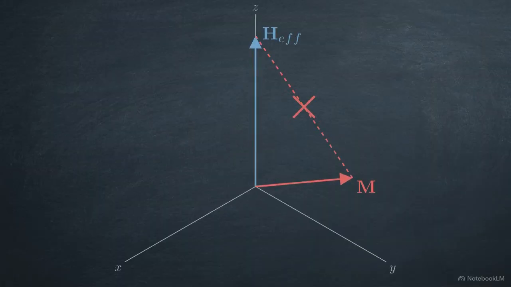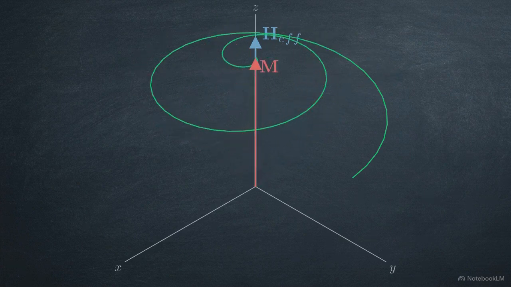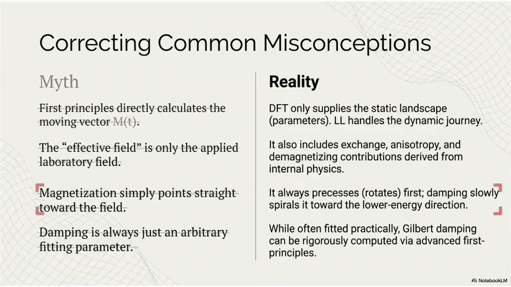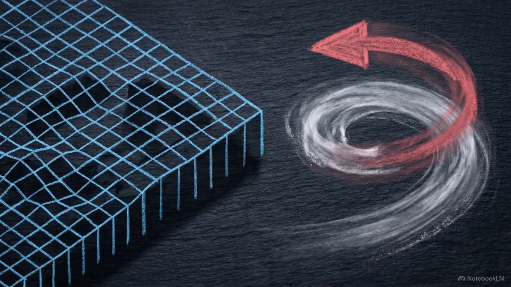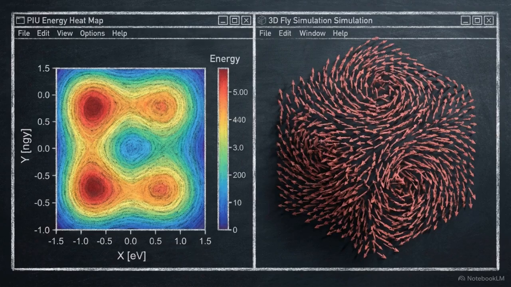It is often intuitively assumed that a magnetic vector simply snaps straight to align with an applied field, but physics proves otherwise. Magnetization must always precess first. It relies entirely on damping to spiral into a lower energy orientation. While first principles DFT provides the static map of the material, only the Landau-Lifshitz equation can drive the journey across it. The effective field driving the motion is heavily influenced by internal quantum physics alongside laboratory magnets. Successful computational models and device engineering depend on separating this static energy landscape from the dynamic motion.